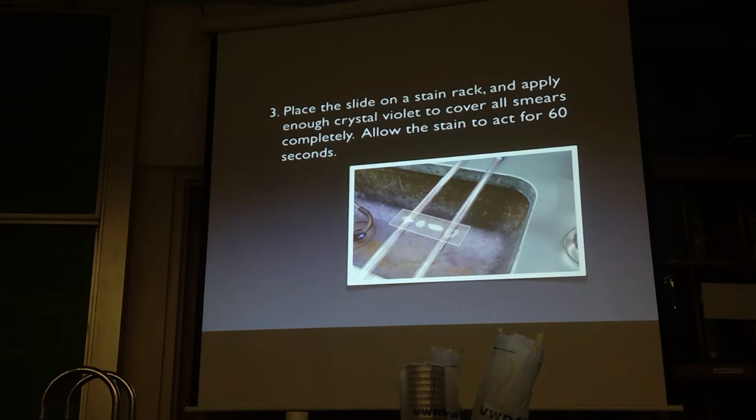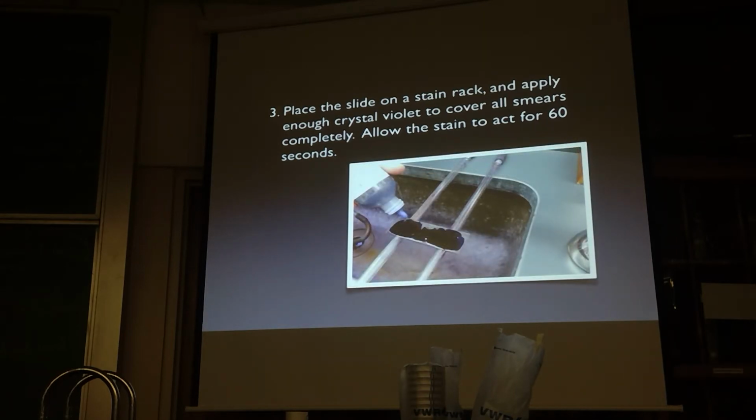So, how do you do this stain? Once you've got your smears on the slide, they've been air dried, they've been heat fixed, you put them down on the stain rack over the sink, and you cover that smear with crystal violet. Be careful with the crystal violet. Remember, this stuff is exceedingly messy. Try not to get it all over the place. So you put that on there, let it act for 60 seconds.